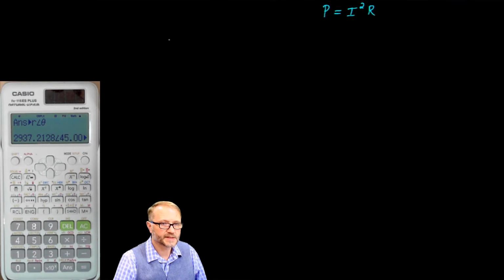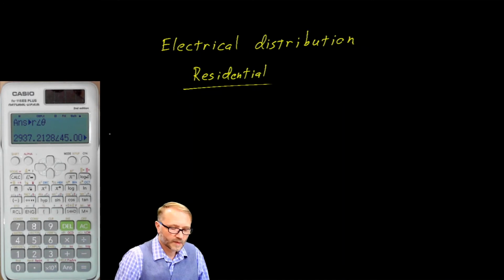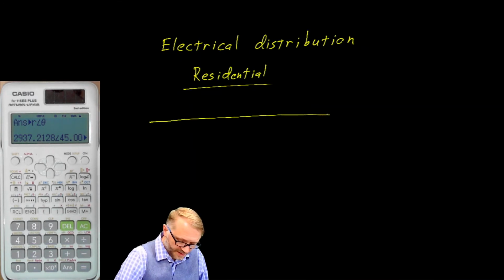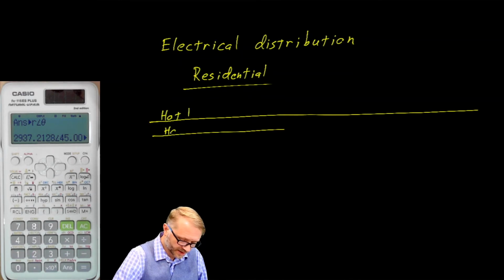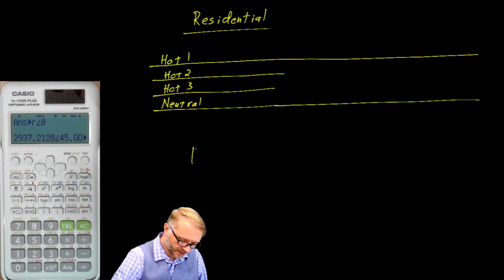Moving on, let's talk about electrical distribution. For example, residential. We start with the power lines that are run on the power poles outside your house. We'll call those hot 1. We'll call this one hot 2, hot 3, and finally the neutral. We'll let that extend all the way. If we were to look at the power line itself, it might look something like this.